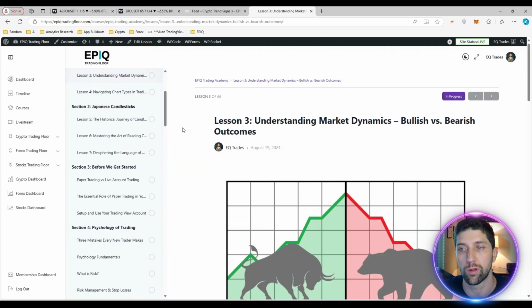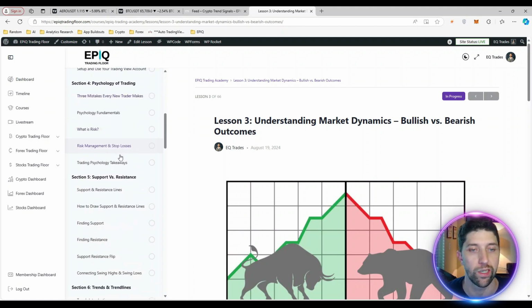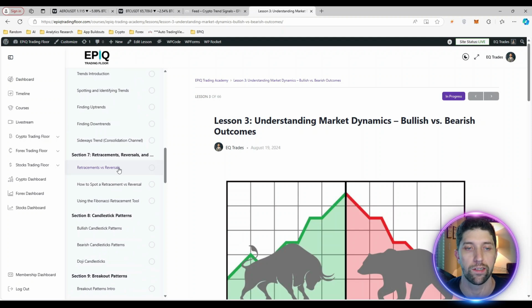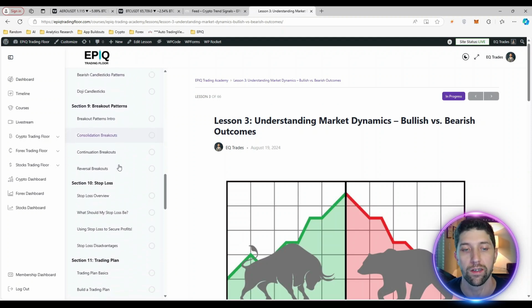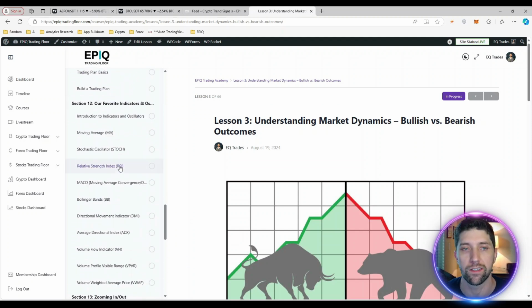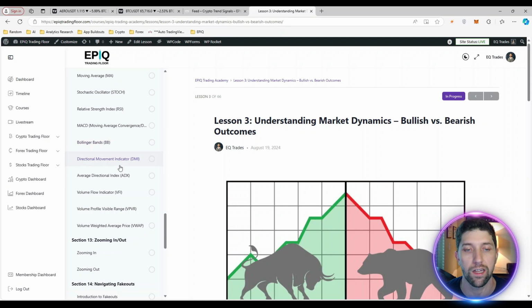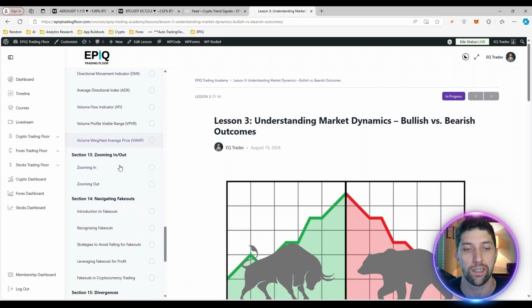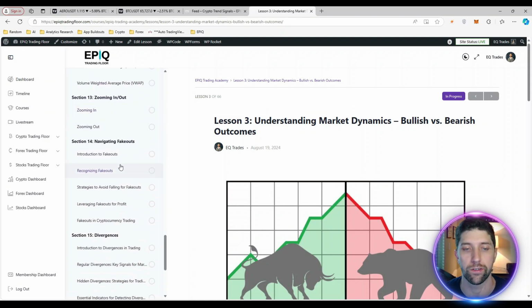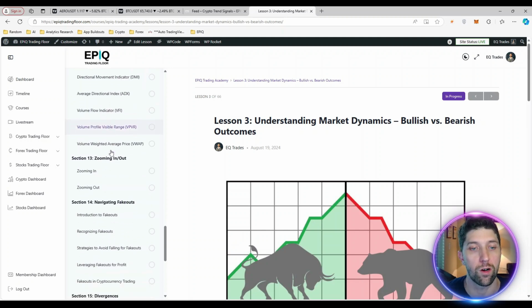This will walk you through the lingo, bullish versus bearish, what's a Japanese candlestick, how to read them, and then we'll go all the way through the psychology of trading, support, resistance, trends and trend lines, retracements, reversals, patterns, stop losses, trading plans, the set of my favorite overlays and oscillators that I like to use while I'm trading, how to zoom in and out, navigating fakeouts, and trading divergences. And this academy is being updated weekly as well. So this is great for all traders alike.